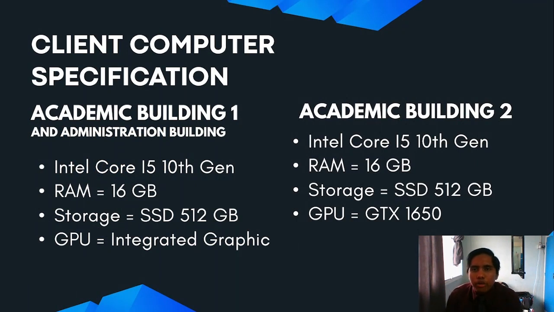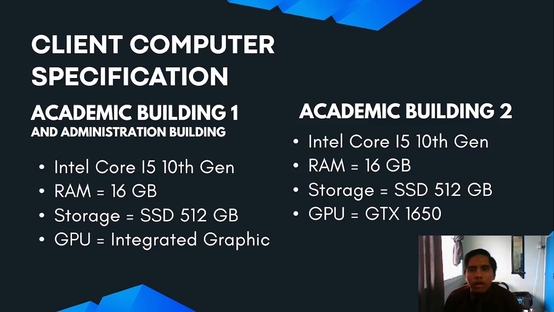Okay, this is our client computer specification. In academic building 1 and the administration building, we use Intel Core i5 10th Gen because it is very powerful for students using Visual Studio or similar tools to connect to the server or using VirtualBox. The RAM that we use is 16 GB and the storage is SSD 512 GB. The GPU that we use is integrated graphics.